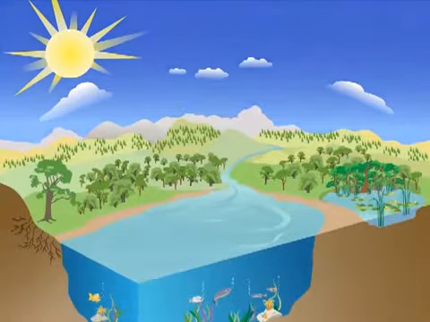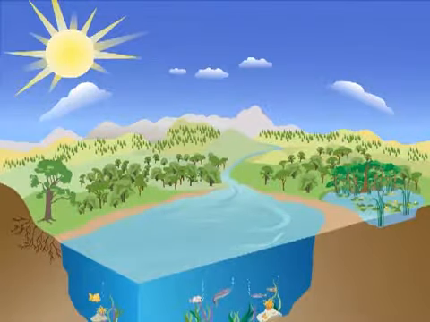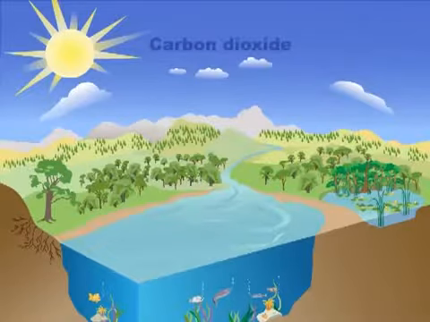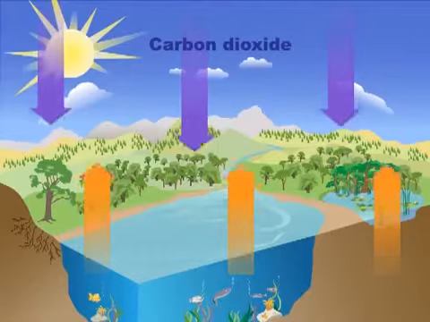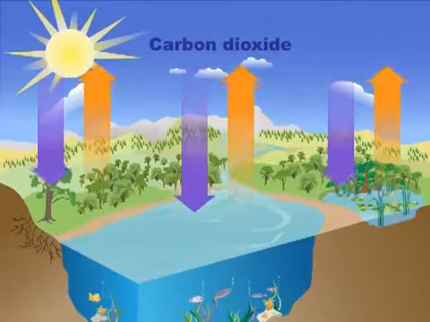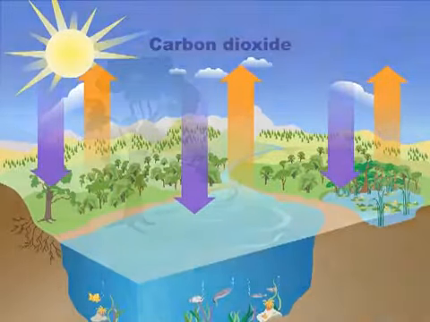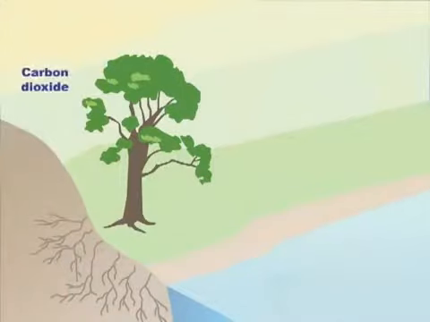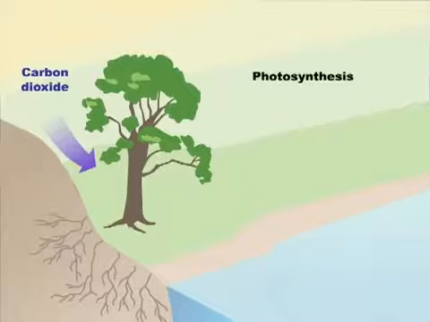Let's look at the atmosphere. Here you'll find carbon in the form of a gas called carbon dioxide. There are many ways that carbon dioxide moves into and out of the atmosphere through natural processes. For example, one way carbon dioxide is taken out of the atmosphere is through photosynthesis.